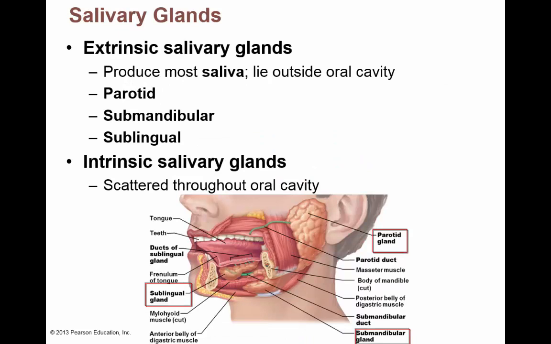Also in your mouth, we've got several salivary glands. Lab-wise, you have to know them. The big, huge one back by the ear is your parotid. Underneath the jaw is your submandibular. Underneath the tongue, you have your sublingual. And then kind of scattered around the mouth, you have some intrinsic salivary glands. They're smaller, scattered throughout the oral cavity. They're there mostly just to keep your mouth moist. These other large glands are the ones that make the majority of the saliva, and they're the ones that really kick in if you're eating something.